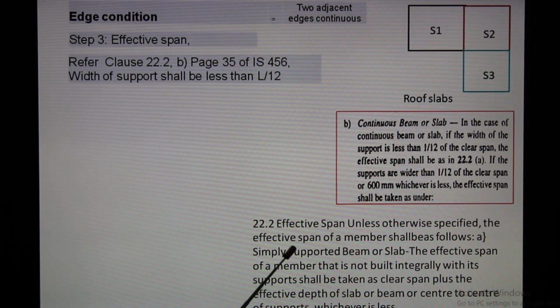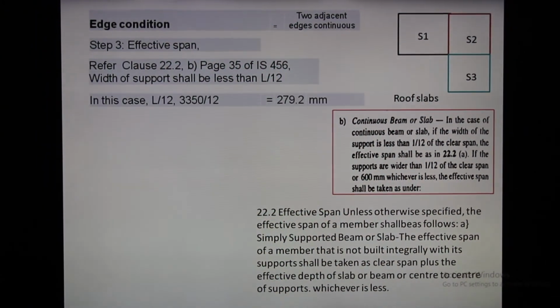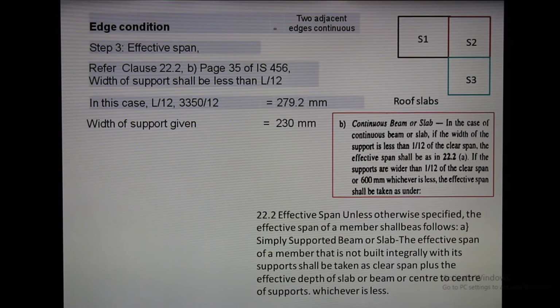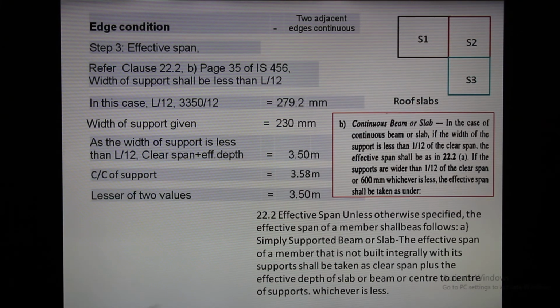This is 22.2. So now what is happening we will see. What is L by 12? Here in our case it is 279.2 mm. Width of support given is 230 mm. So it is within the limitation. So width of support is less than L by 12. Clear span plus effective depth is 3.5. Center to center of support is 3.58. Lesser of two values is 3.5 meter.